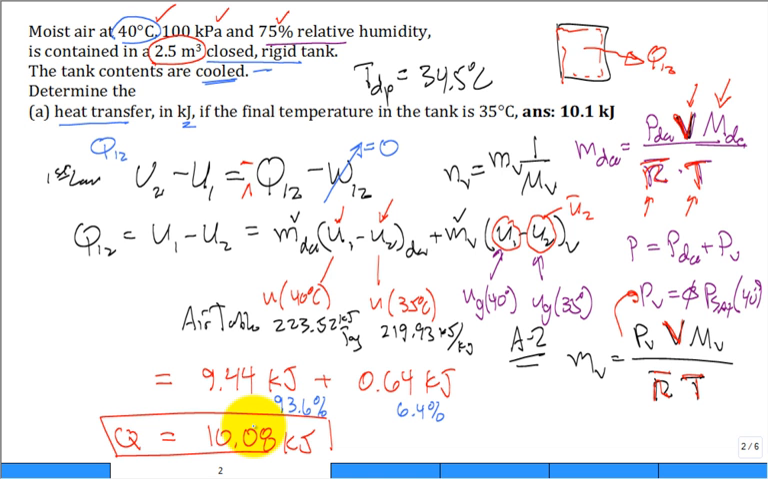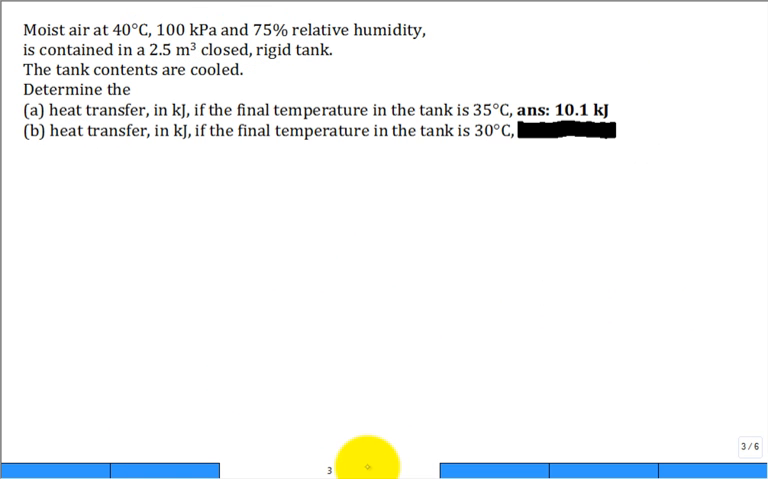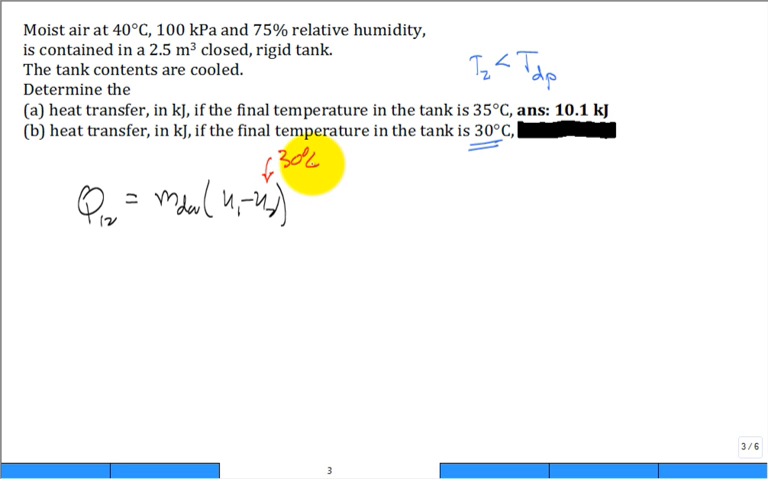Ready to move to part B? So, what happens if you cool it to a temperature T2 that is less than the original dew point temperature? What's going to happen to some of that vapor? It's going to condense. So let's go ahead and do the first law analysis. The Q, 1 to 2, will be the mass of the dry air times U1 minus U2. That hasn't really changed. The only thing that changes is the final temperature is now 30 degrees C, not the 35 degrees C.